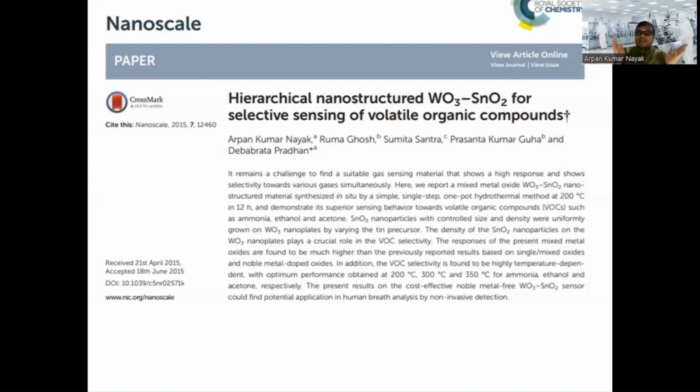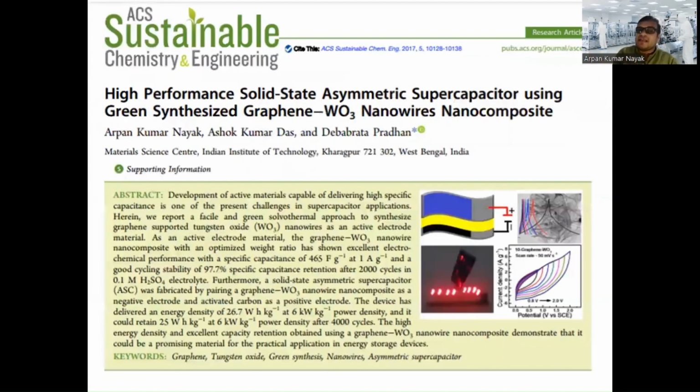So hope you can understand. This is like a gas sensing field in material science. Another paper, another field we'll try. This is also one from our group. During my PhD I did this, that was also one of my PhD works. So here also PhD work.